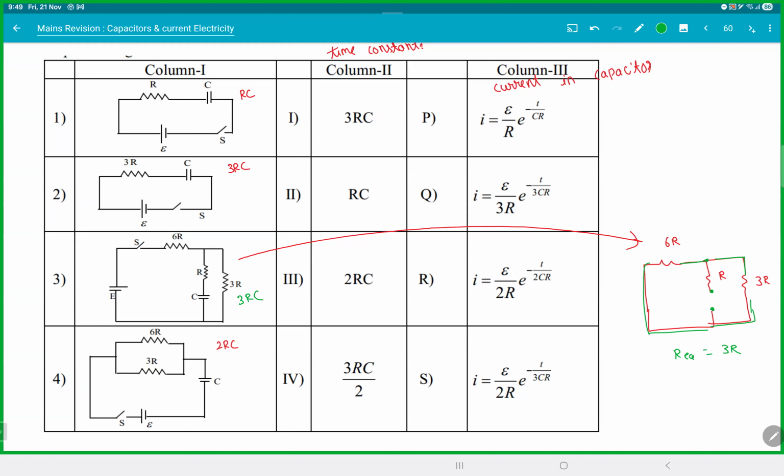6R, 3R, 18 by 2, 3R. Yeah, that looks right, I guess. So this option is not coming anywhere. Okay. And then how do you find the current? First was easy. Second, third, 1 to 4 are easy. I'm not going to do them. You can just do with E minus T by 3RC.